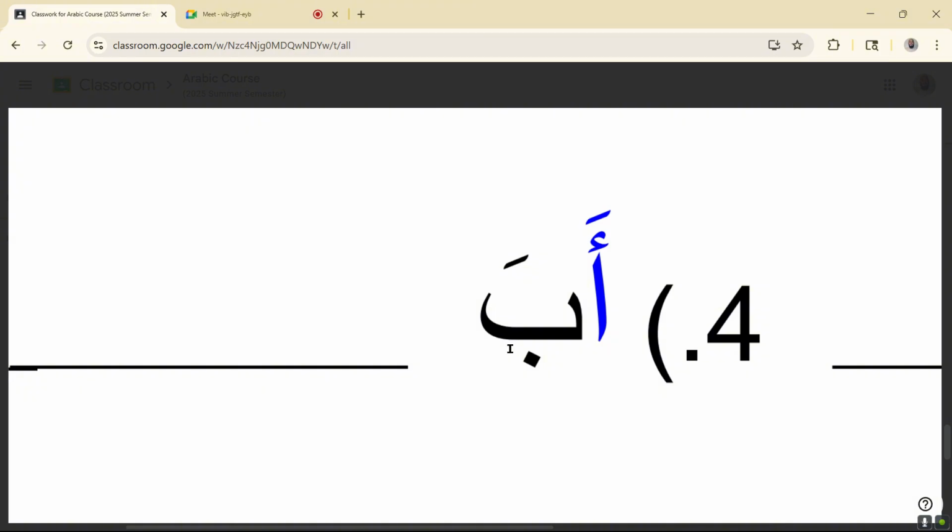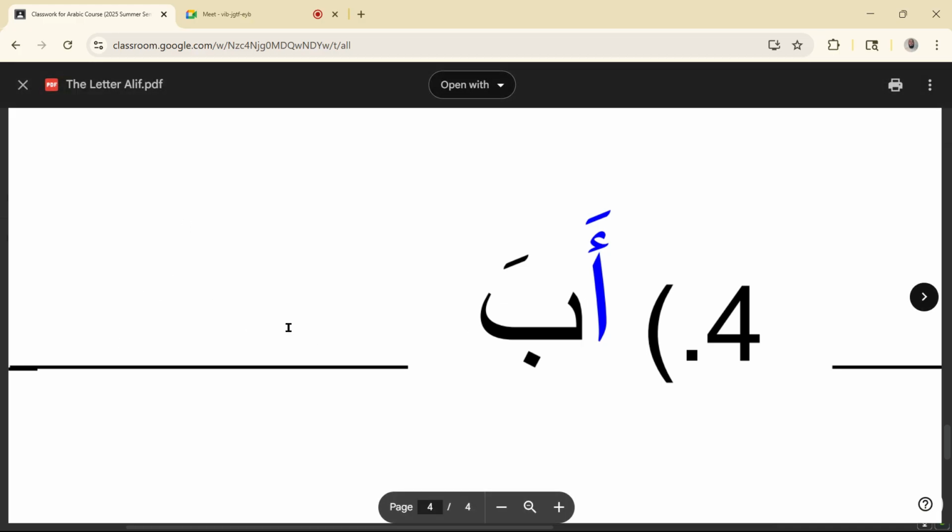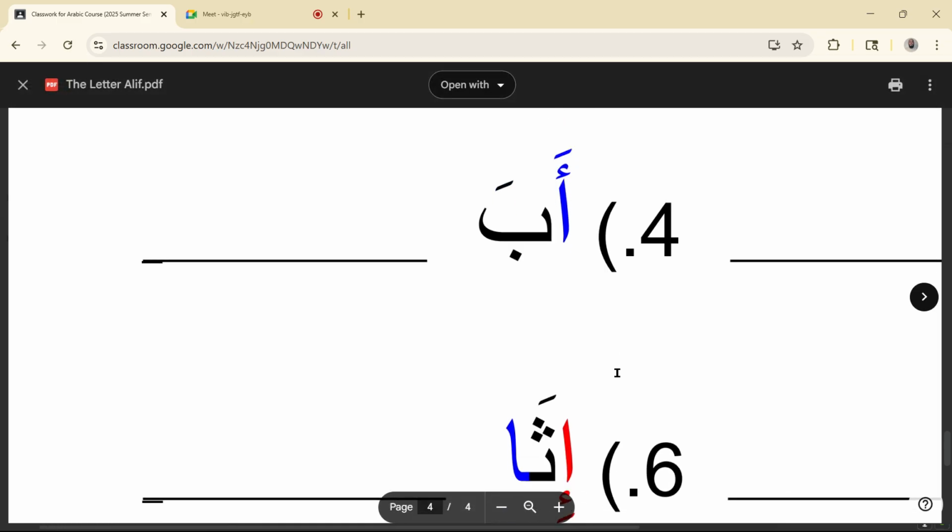What is this second letter? Ba with an A. B. Ba. Yeah, so this is BA. So you will read A, BA. Abba. Yep, that's how you read it. So you will write A, B, A, Abba. That's how you pronounce it. Good job.